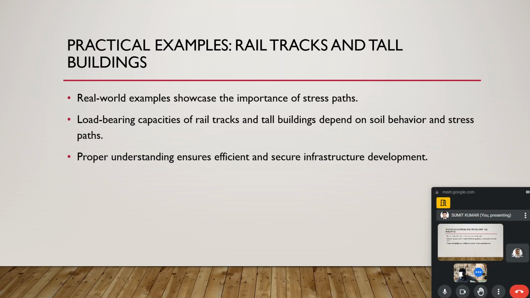Okay, so when we talk about a practical example, this implementation must take place somewhere, because it will help the site engineer and the construction practitioners. So how it will help, that we also need to state. A real-world example of the importance of the stress path is that the load bearing capacity of rail tracks and tall buildings depends on the soil behavior and the stress path. Proper understanding ensures efficient and secure infrastructure development.